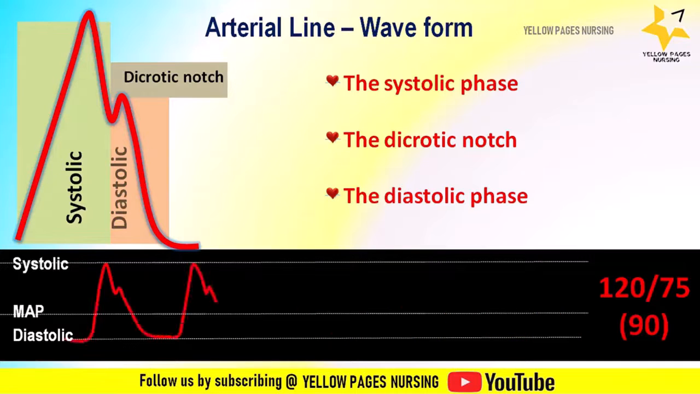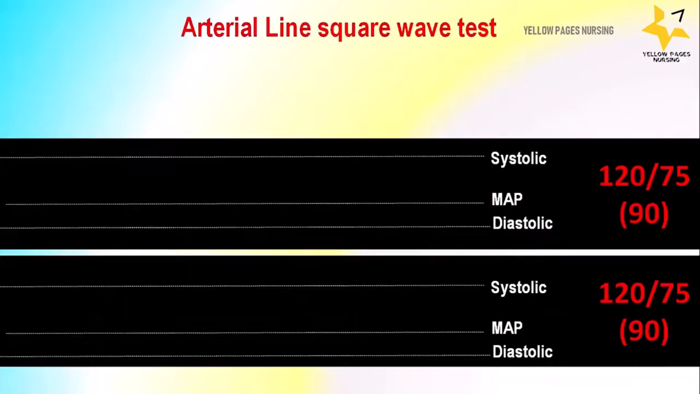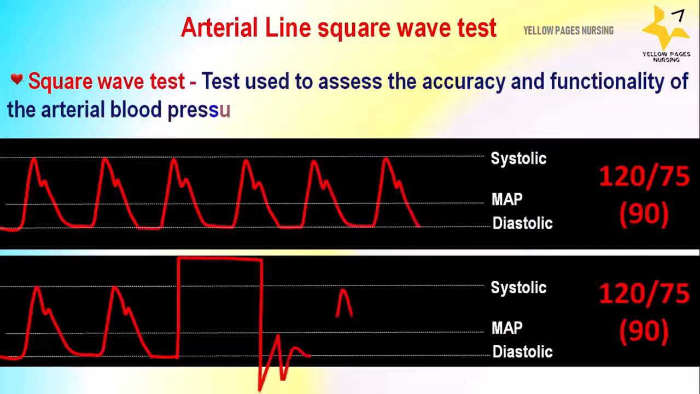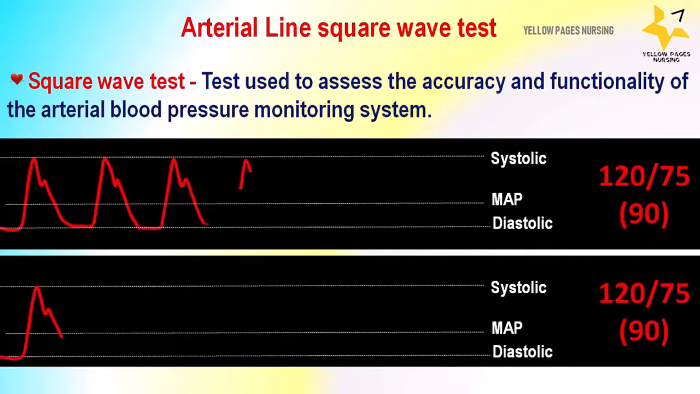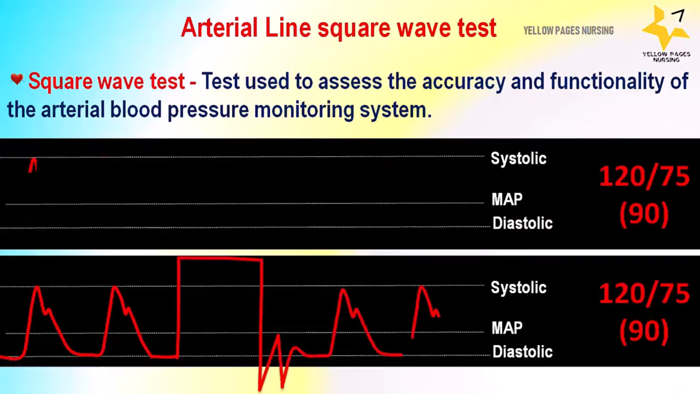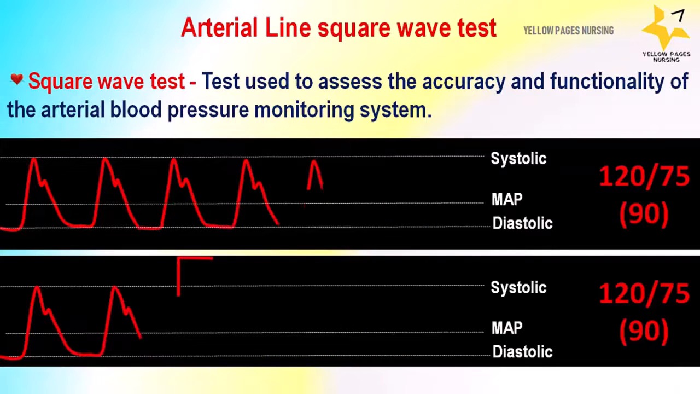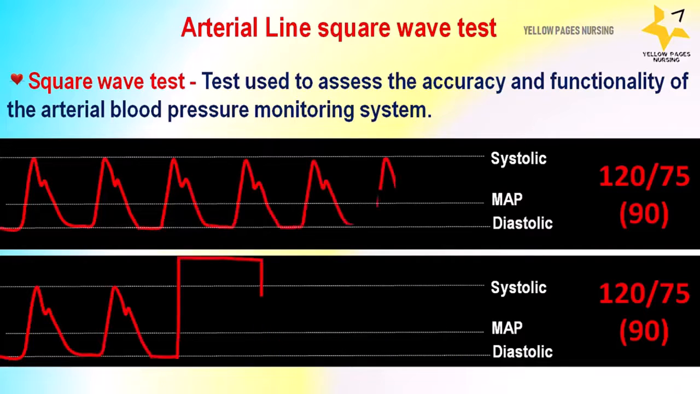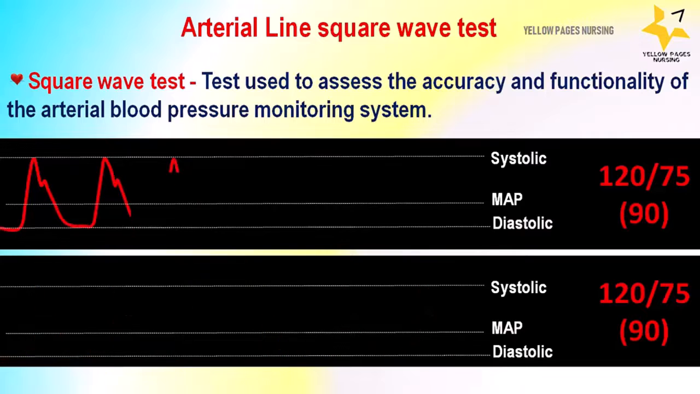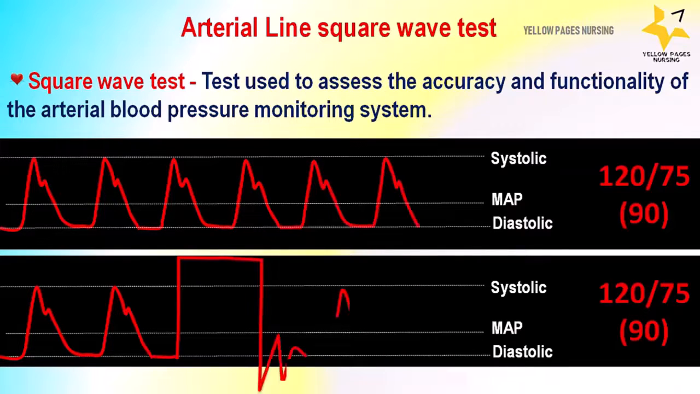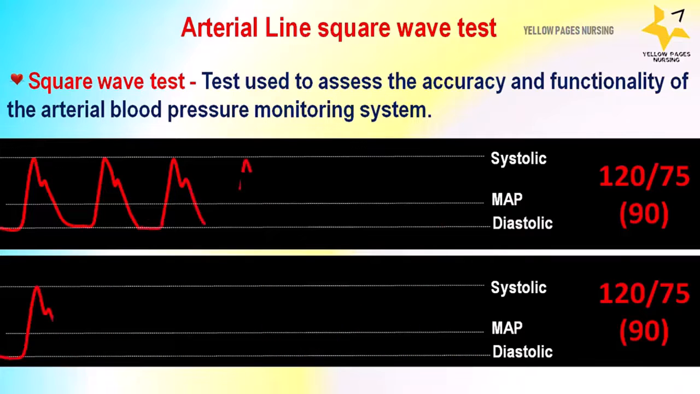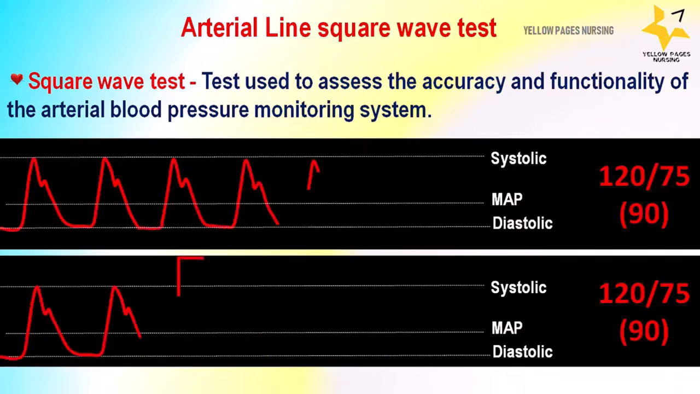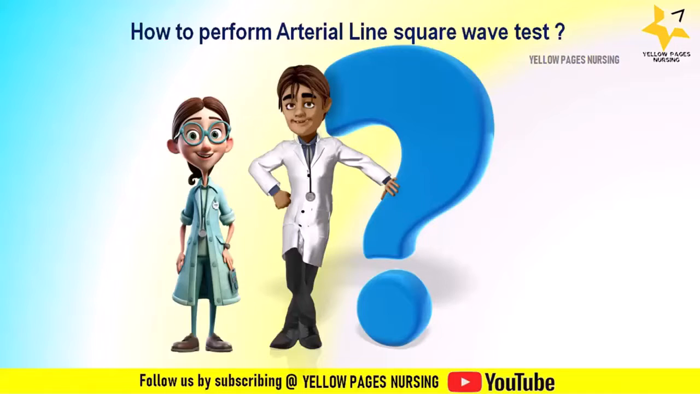Here comes the arterial line square wave test. The square wave test is used to assess the accuracy and functionality of the arterial blood pressure monitoring system. The arterial line can measure blood pressure inaccurately unless properly calibrated. So, the square wave test helps to identify whether the arterial line is functioning correctly or not. Here you can see the normal waveform, and the other waveform here shows the square wave followed by the normal waveform. Next, let's discuss how we perform an arterial line square wave test.